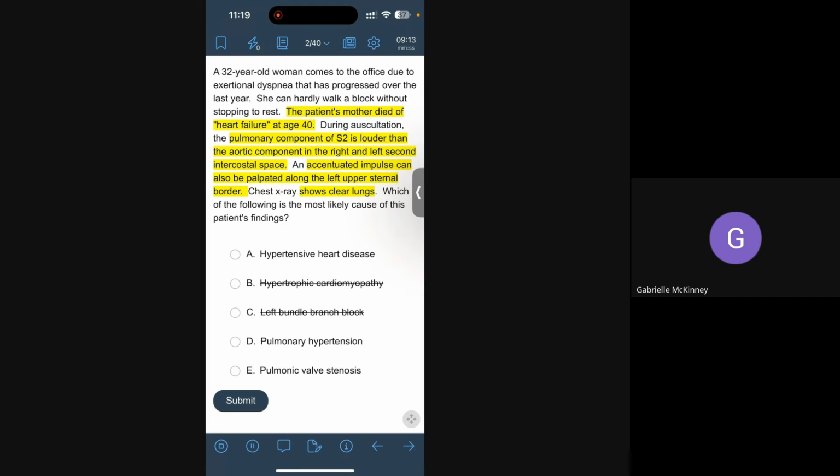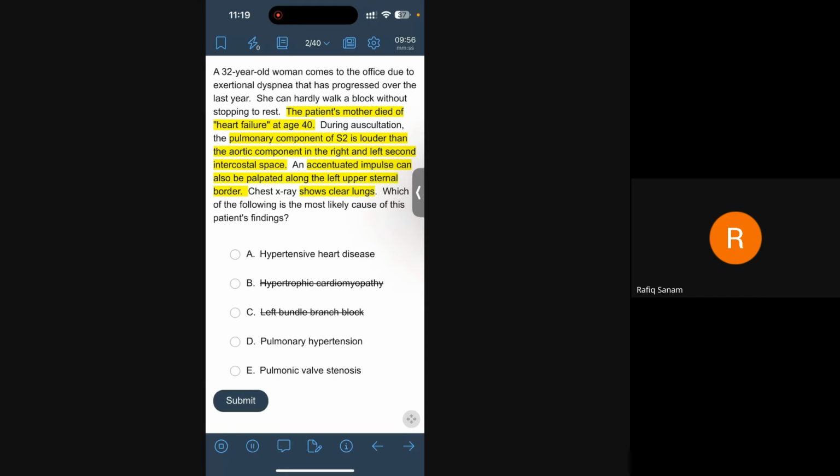Can hypertensive heart disease explain this? Left-sided heart disease, no. Because if it is a hypertensive heart disease on the left side, then the aortic component should be louder, because it will cause forceful closure of the aortic valve. But in this case, the pulmonary component is louder, not the aortic component.